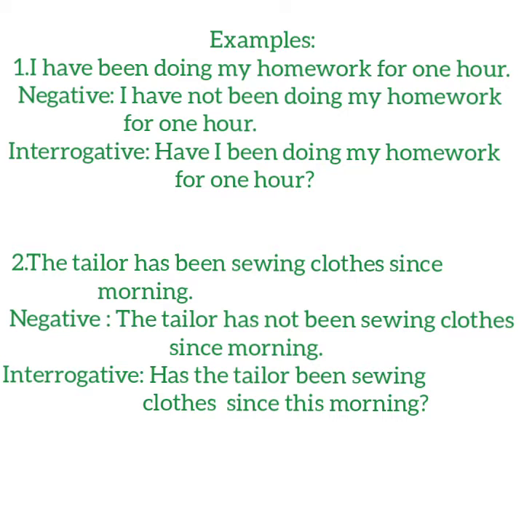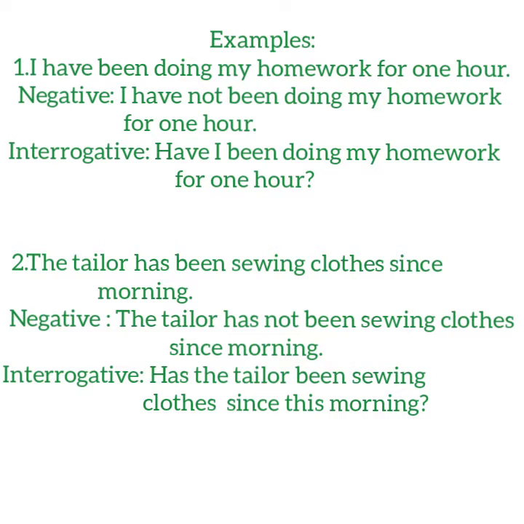The interrogative form will be: we have to begin with the verb have followed by the subject I. In other words, when we change into interrogative form, we are going to interchange the position of the subject and the verb. Here, I is the subject, the verb is have. I have will change into have I been doing my homework for 1 hour? This is the interrogative form.